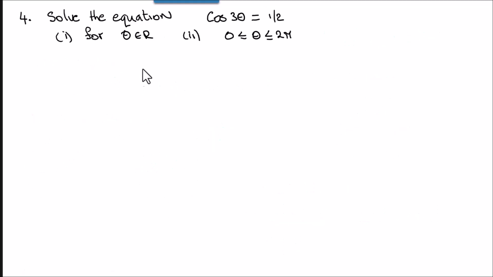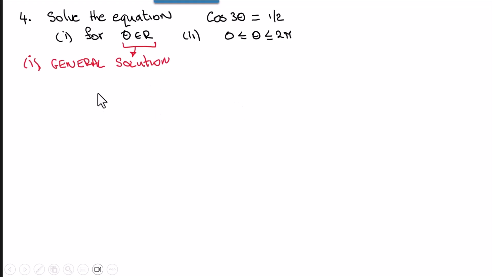In this last question in this video, we're asked to solve the equation cos of 3 theta equal to a half for two possible conditions: one where theta is an element of R, and the other where theta is between 0 and 2 pi. For the first question here, if theta is an element of R, we really are asked for the general solution.